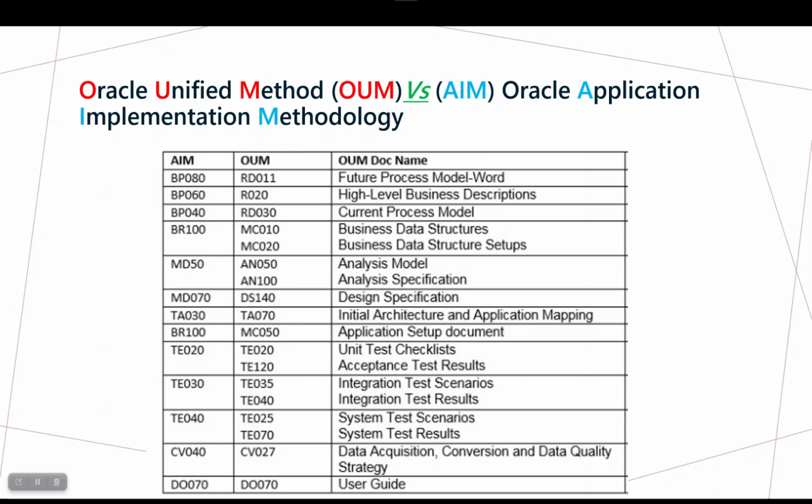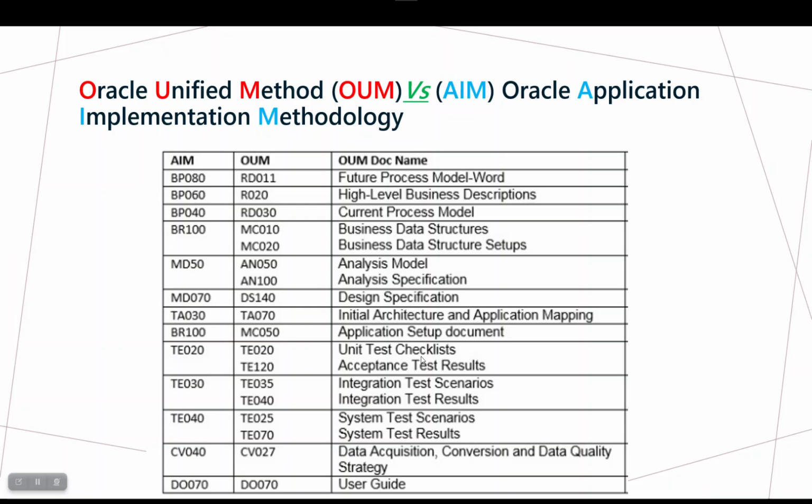But Oracle guides you that if you are going to make a design specification and you follow OUM, this is the document code. Through this document code you can ask your friend or search on Google, for example, I need a sample like this document, DS140.